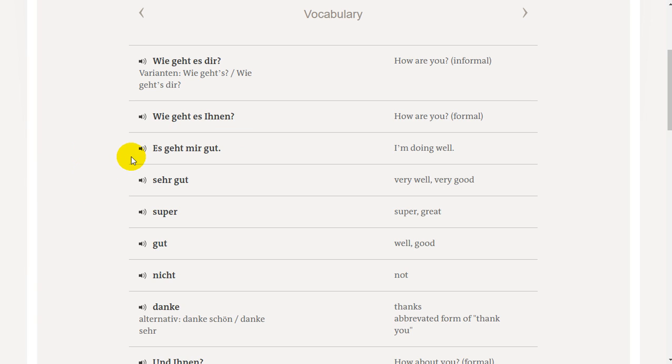Next is es geht mir gut. I'm doing well, or I'm fine. So, es geht mir gut. Next is sehr gut. Very well, very good, or excellent. Bravo, something like that in other languages. So sehr gut in German.